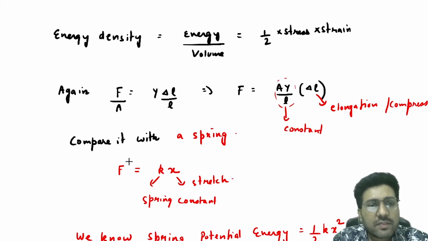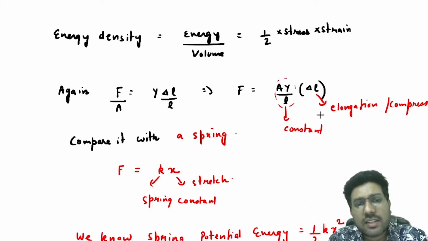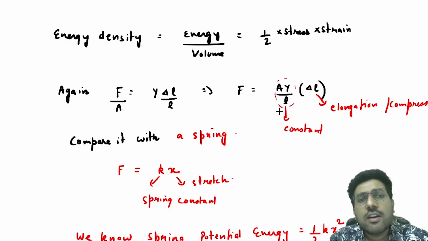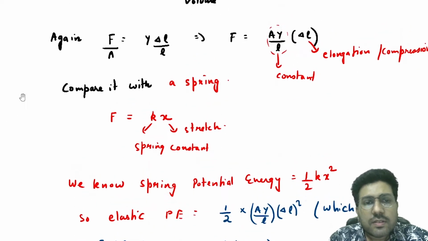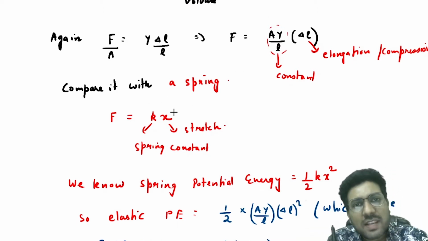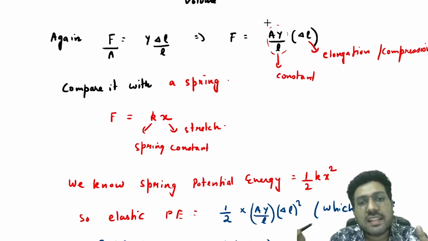Now if you compare it with a spring where the spring force is given by F is equal to kx, then x is what? Stretch. Here delta L is what? Elongation. Both are the same thing. K is the spring constant. Here this is the constant of the material, the elastic constant of the material. So definitely this can be compared with this. So you can compare the elastic force with a spring force where the spring constant has to be replaced by this AY by L. That's it. And the stretch is delta L.